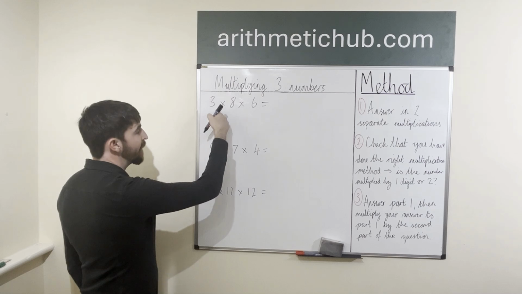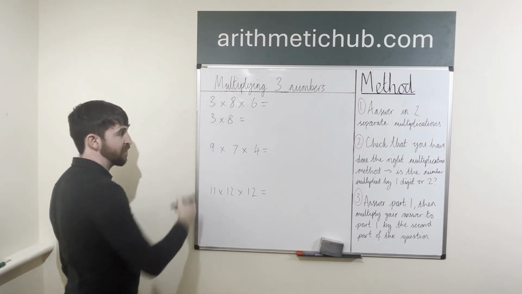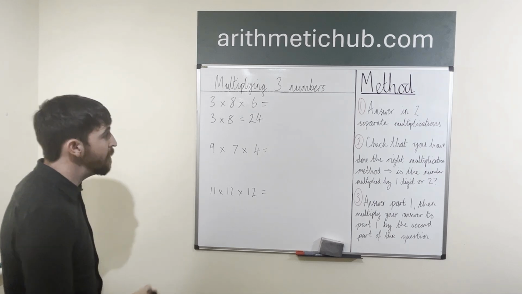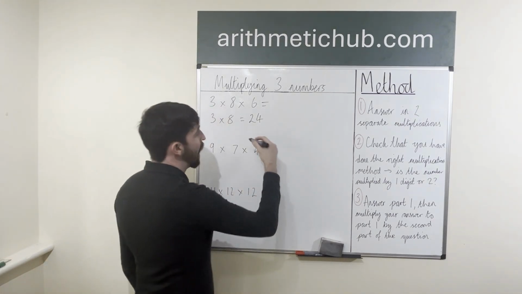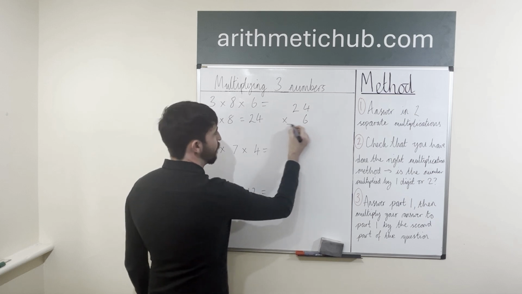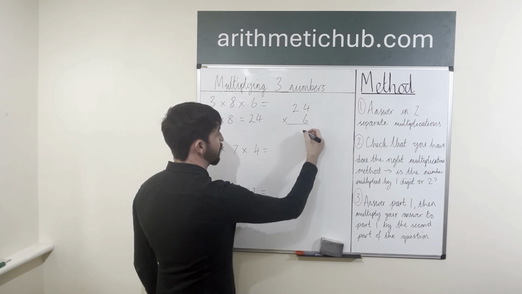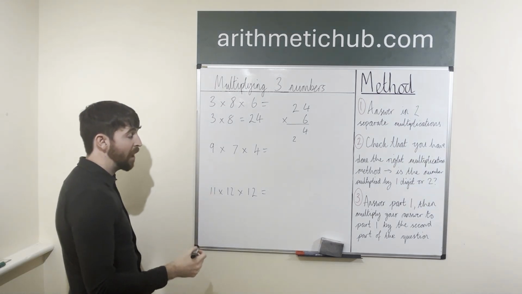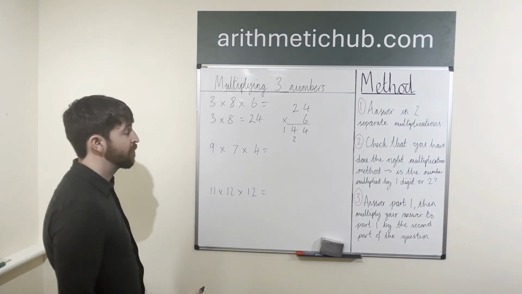The first thing here I'm going to do is 3 times 8, because it's the first part of that question. 3 times 8 is going to give me 24. Now I've done the first part of that question, I've got my 3 times 8 is 24. Now I'm going to set up 24 times 6 in my column multiplication method. I'm going to do 6 times 4 is going to give me 24. 6 times 2 is going to give me 12. Add the 2 is going to give me 14, for 144.